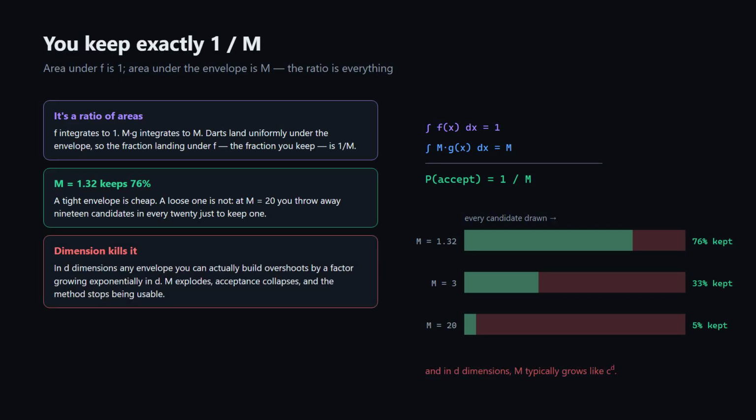And this is where the method breaks. In high dimensions, any envelope you can actually construct tends to overshoot the target by a factor that grows exponentially with the number of dimensions. M explodes, the acceptance rate collapses, and rejection sampling becomes useless.